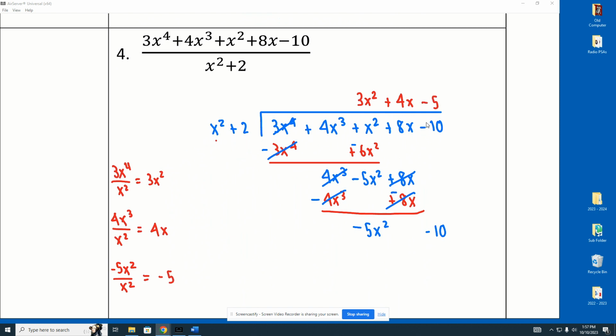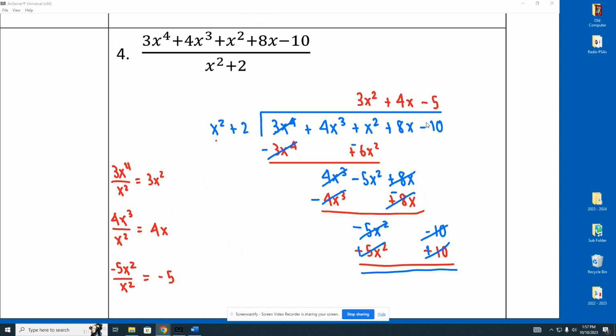So here we go. And this will be our last time that we distribute. Negative 5 times x squared, negative 5x squared. And negative 5 times positive 2 is negative 10. So when I subtract, these signs change. That turns to a plus. That turns to a plus. This cancels, and so does this. So this problem had no remainder.